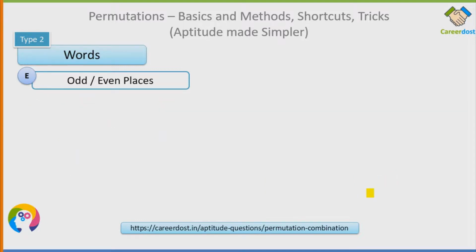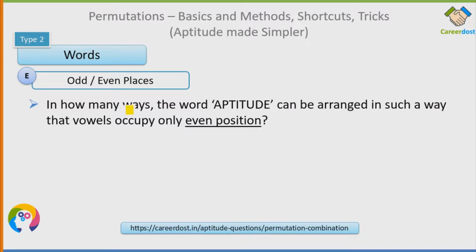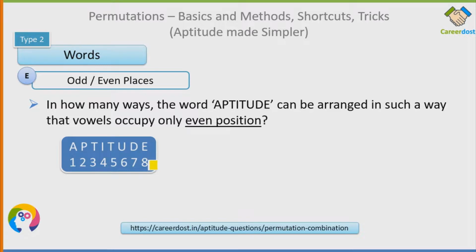Let's see another example. Let's see when it is for even positions. So the question is, in how many ways can the word APTITUDE be arranged in such a way that vowels occupy only even positions? So first let's write APTITUDE. APTITUDE has 8 letters. Now they are asking for even positions. Let's first separate out vowels and even positions.